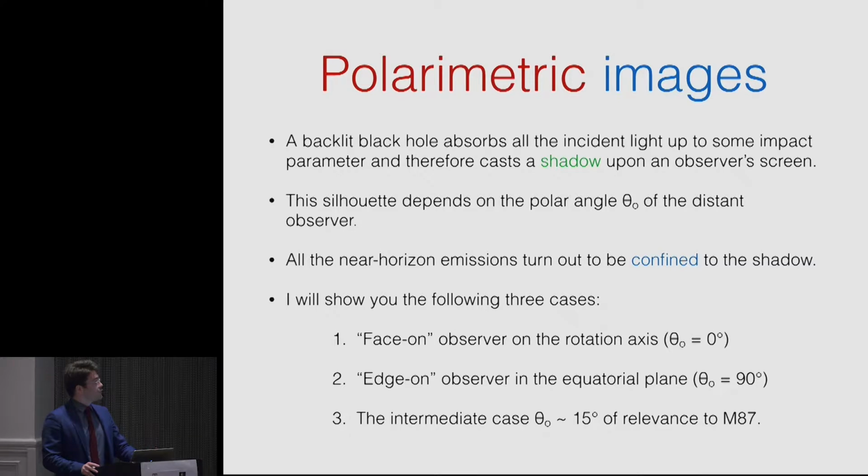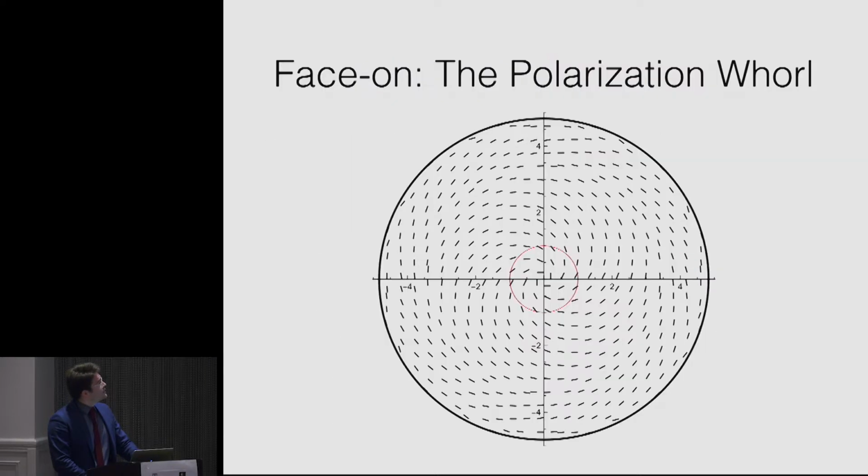First, the so-called face-on observer that sits on the rotation axis and looks at the black hole down the pole. Second, the edge-on observer, which sits in the equatorial plane and looks at the black hole from the side. And finally, the intermediate case of theta about 15 degrees, which is thought to be of relevance to M87 because we're looking at it almost down the barrel. So let's dive in. This is the face-on image.